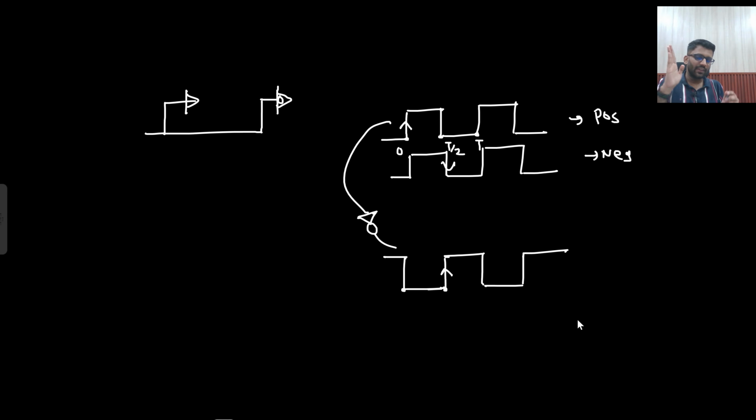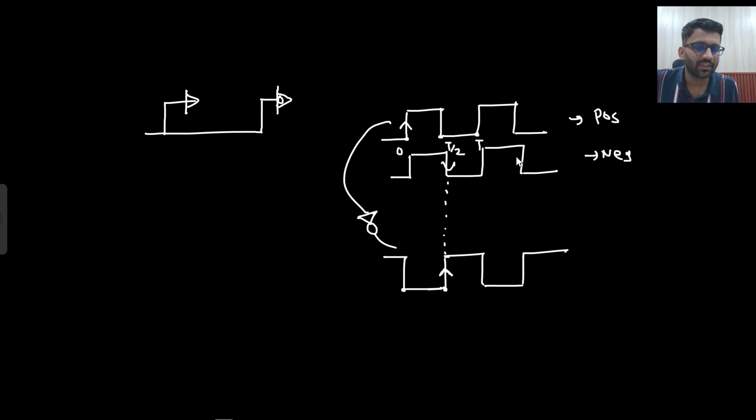Are you getting this point? I just inverted it. Here there is a negative edge, right? This is the negative edge. If I invert this clock and say that I am triggering it at the positive edge only, or I say that this clock is negatively edge triggered, both are the same thing. Are you understanding this point or not?